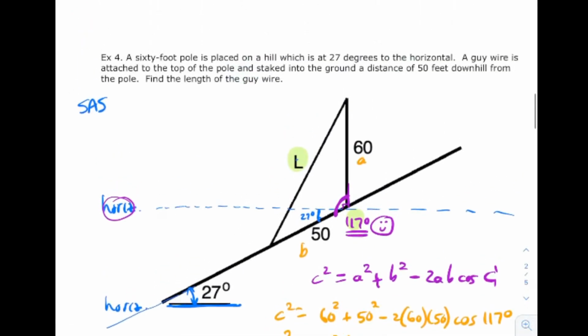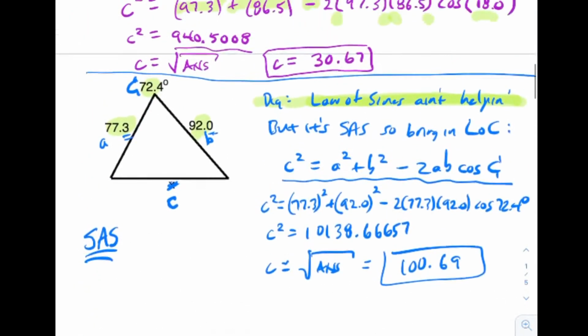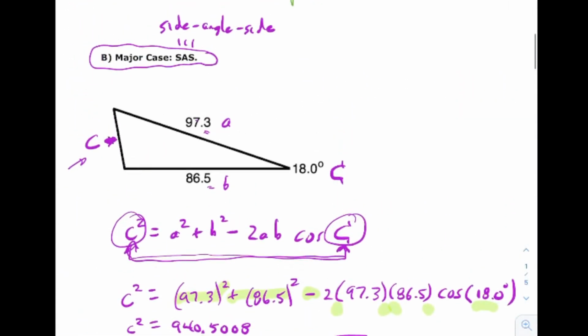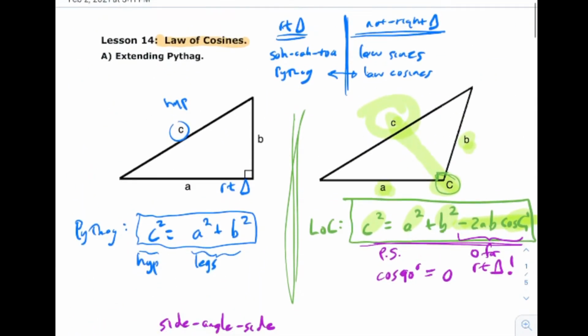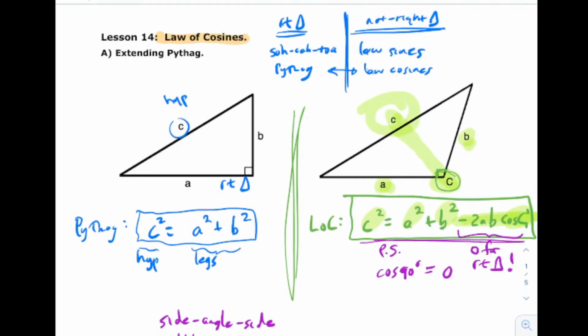Always try the law of sines first when you're solving any problem, even on this homework. Always try the law of sines first, and if you're getting stuck, you know you have to do the law of cosines, and usually you're looking for side angle side. That is the law of cosines. Groovy. I think that ends our trig section.